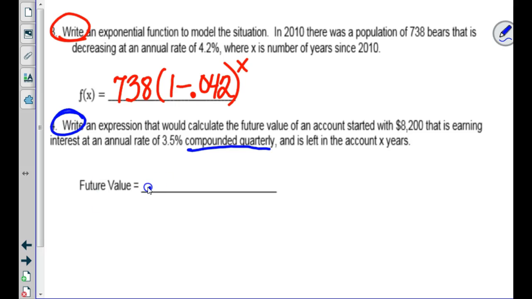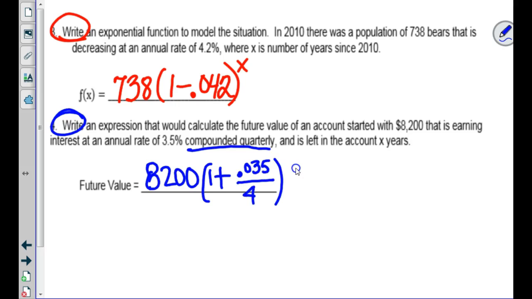Okay, it already says future value equals 8,200 1 plus, anybody awake? 0.035. Quarterly means 4. Yeah, to the 4x or x times 4.